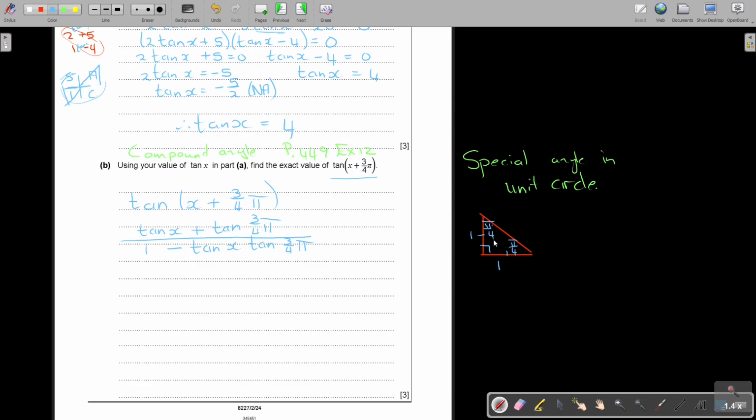Pi over 4. And I find this long side by Pythagoras theorem, so it's square root 2. Then don't forget also on your CAST diagram. Okay, can I just show you? This is 0. This is pi. So this is pi over 2.